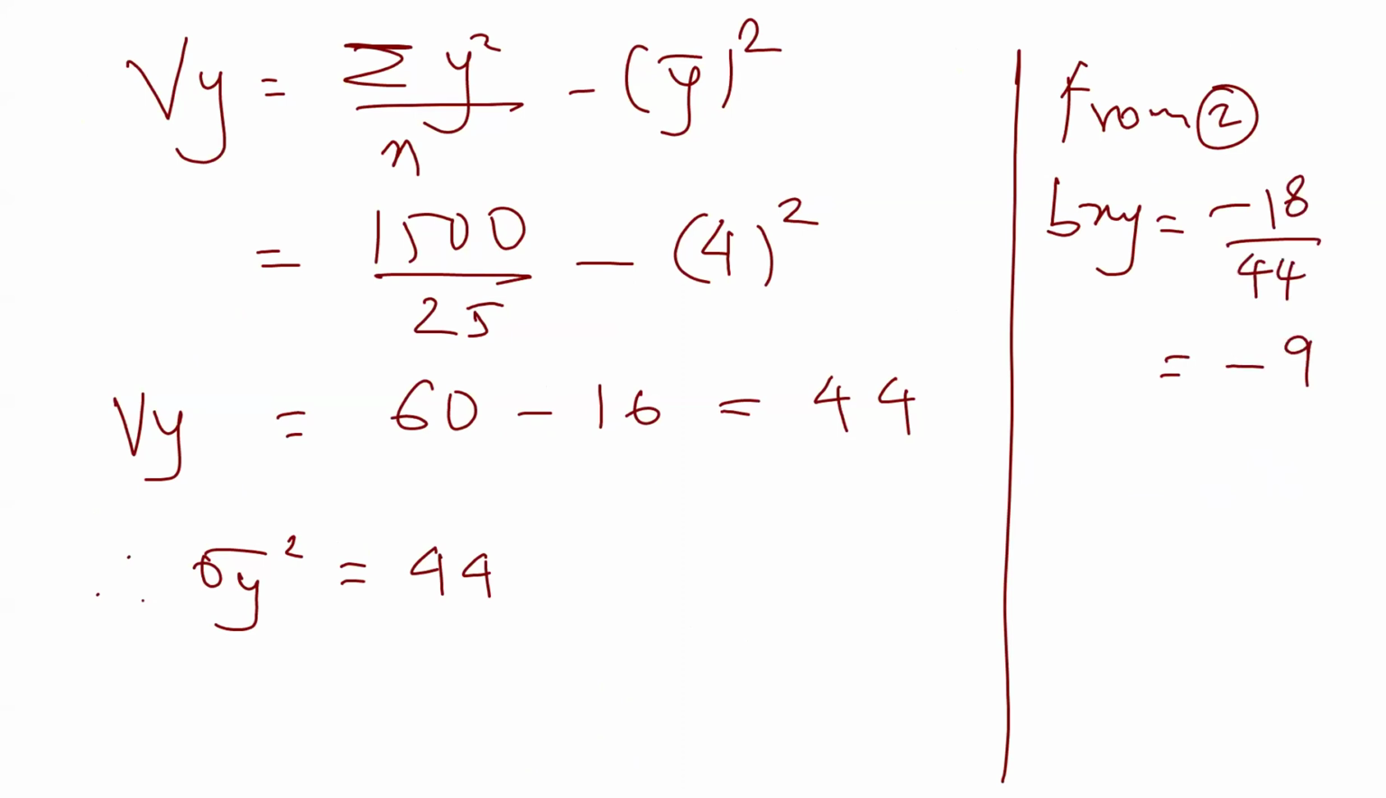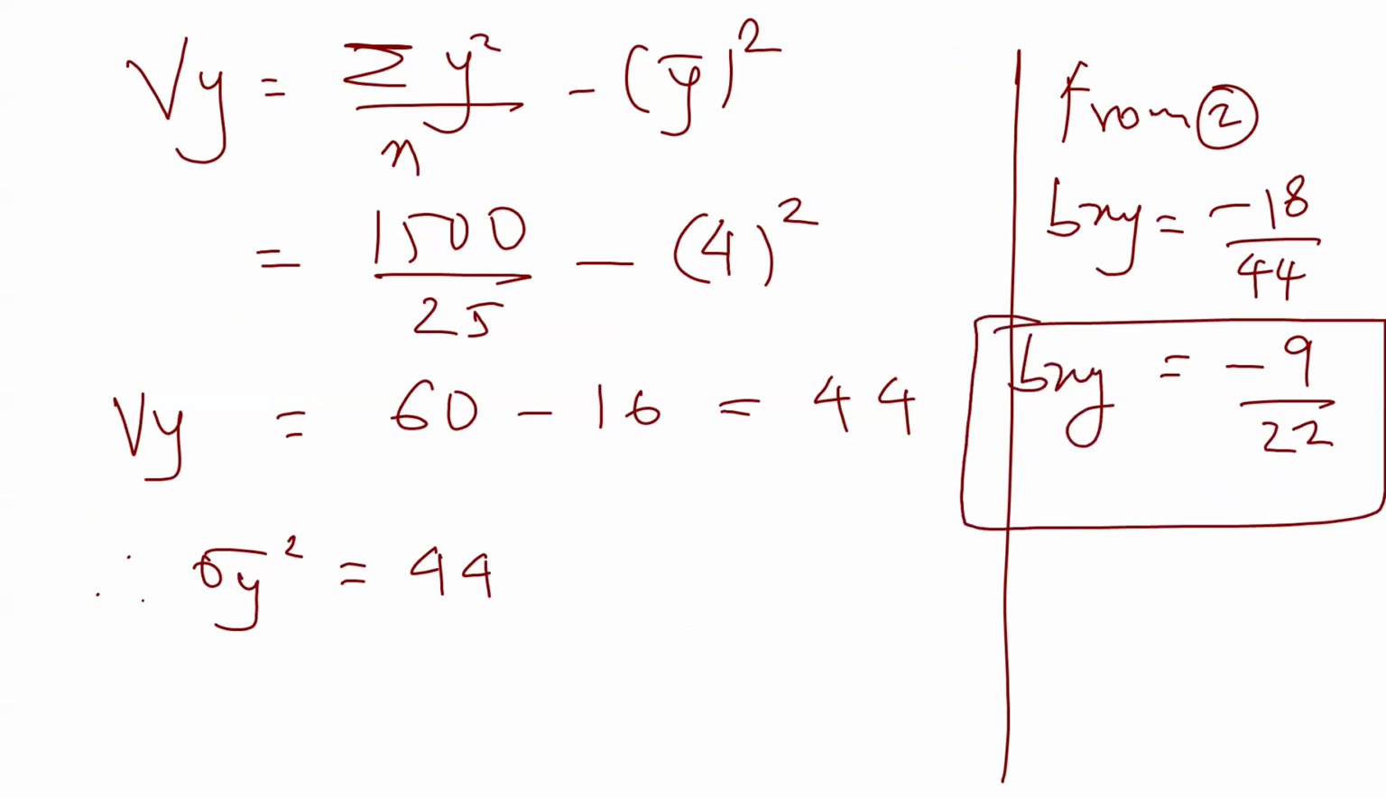Minus 18 upon 44, which is minus 9 by 22. Don't divide this, it will be a waste of time. Keep it as it is in a reduced fraction. So from 1, bxy is the regression coefficient of x on y. And line x on y we will get from equation number 1: x minus x bar equals bxy, minus 9 by 22, if I'm not wrong.